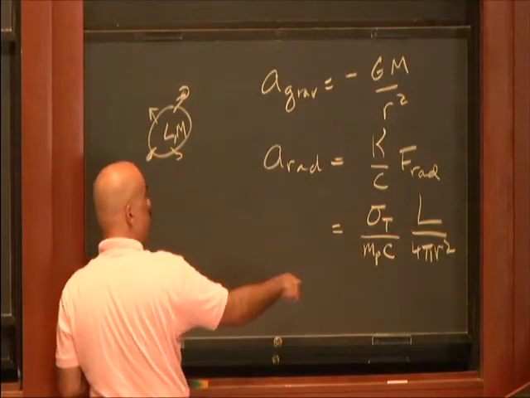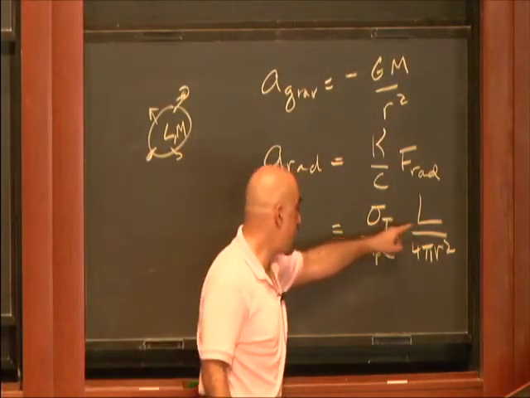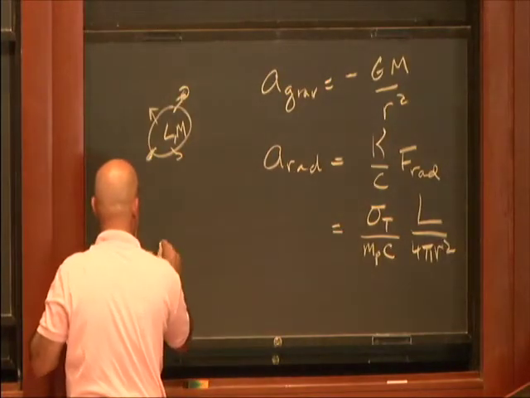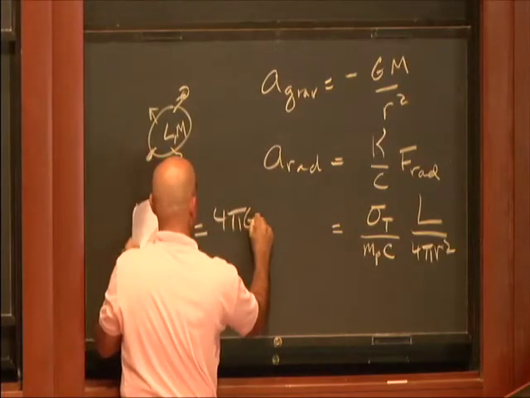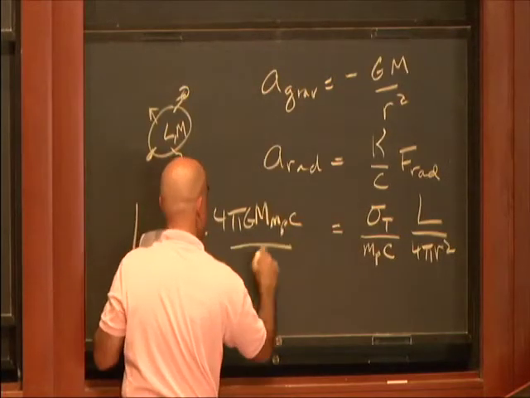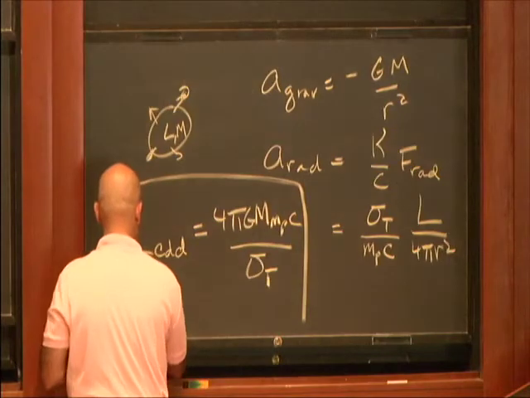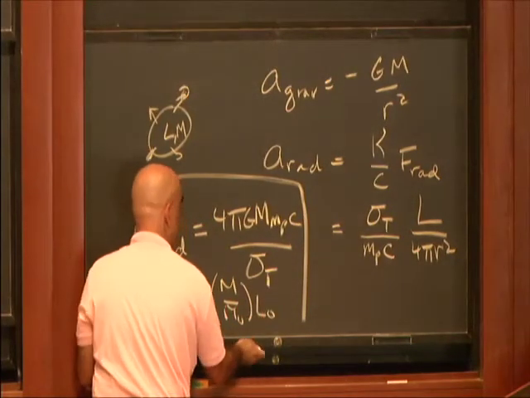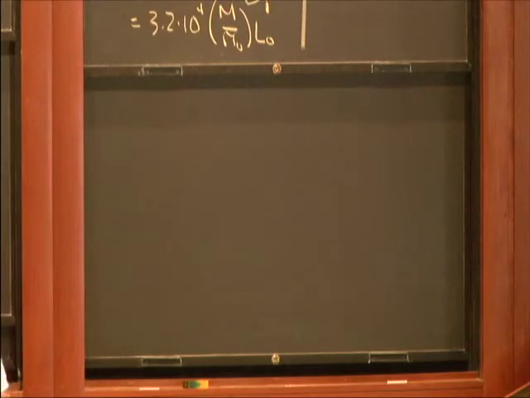So equating the two, there's a maximum luminosity that a system can have. Because if the luminosity exceeds that, radiation pressure will exceed gravity and drive material away. That luminosity is the Eddington luminosity. Equating these two, that's 4 pi G M m_p c over sigma_T. And that turns out to be about 3.2 times 10 to the 4 solar luminosities for a solar mass star. Kappa is the opacity, effectively.